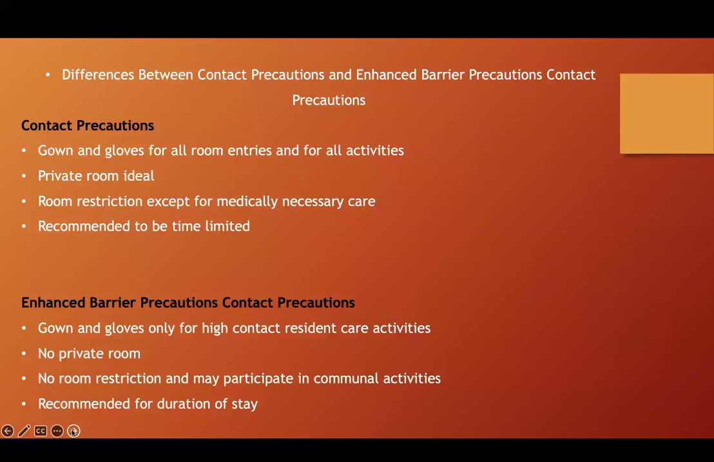Enhanced barrier precautions are gown and gloves only for the high contact resident care activities. They don't need a private room. There's no room restriction, and they can participate in communal activities. So these patients might have a wound, but it's covered and there's no reason that they can't come out. And they don't particularly have an active MDRO. And these are recommended for the duration of the stay. But again, enhanced barrier precautions are recommended for anybody with colonization of MDROs.